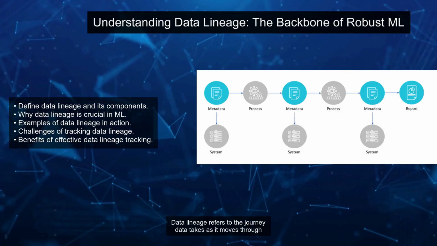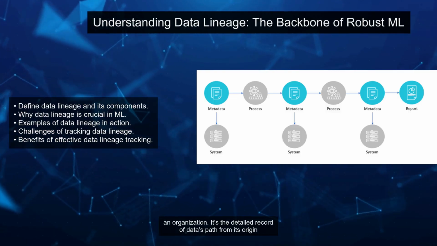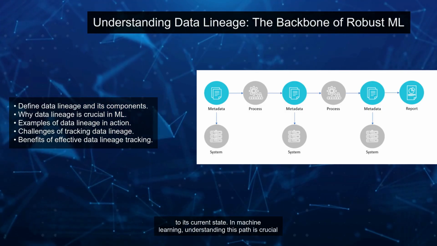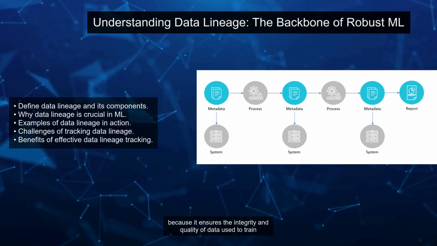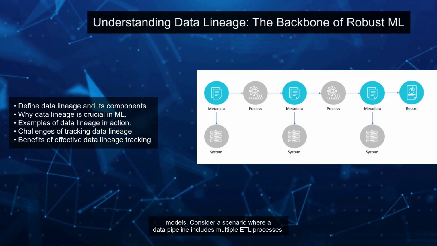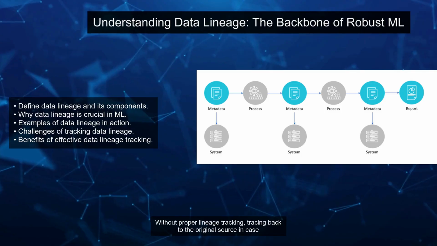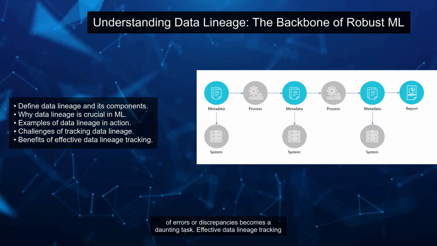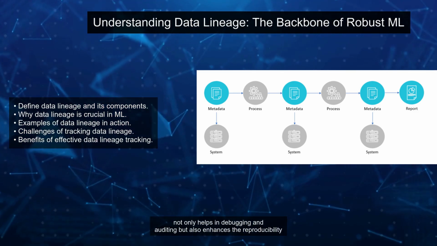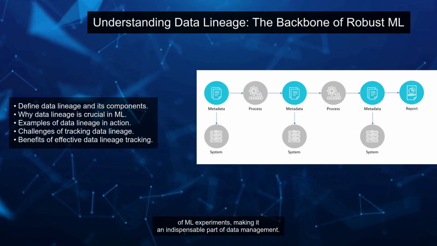Data lineage refers to the journey data takes as it moves through an organization. It's the detailed record of data's path from its origin to its current state. In machine learning, understanding this path is crucial because it ensures the integrity and quality of data used to train models. Consider a scenario where a data pipeline includes multiple ETL processes. Without proper lineage tracking, tracing back to the original source in case of errors or discrepancies becomes a daunting task. Effective data lineage tracking not only helps in debugging and auditing but also enhances the reproducibility of ML experiments, making it an indispensable part of data management.